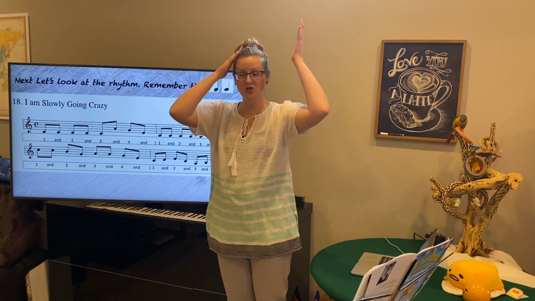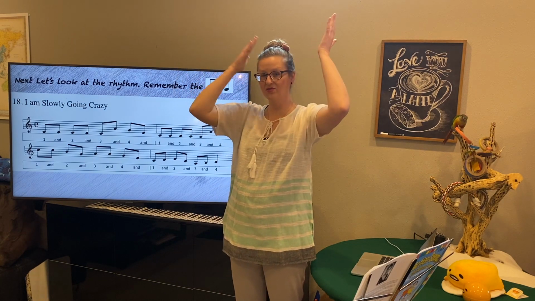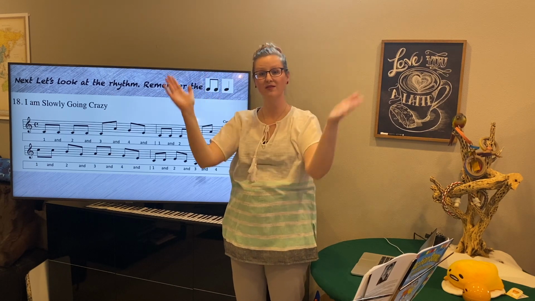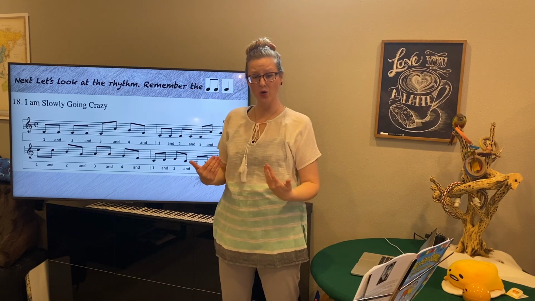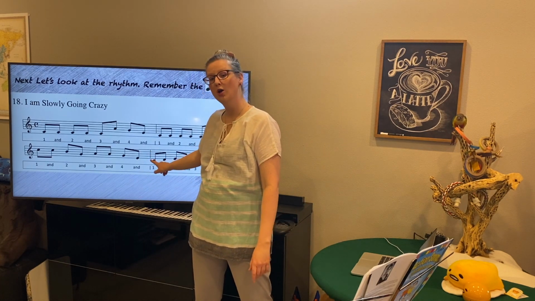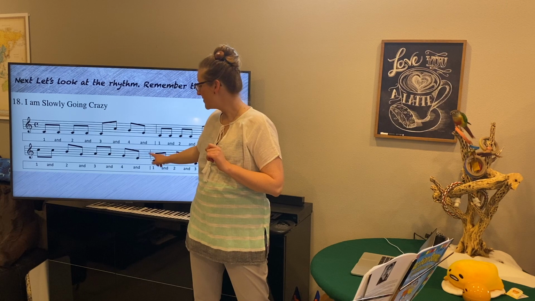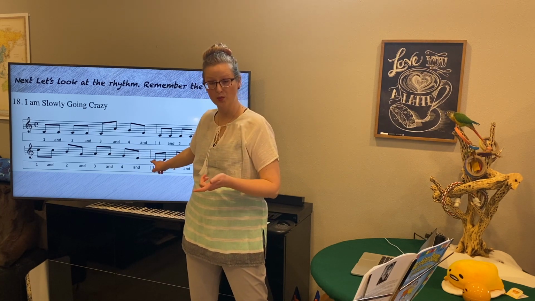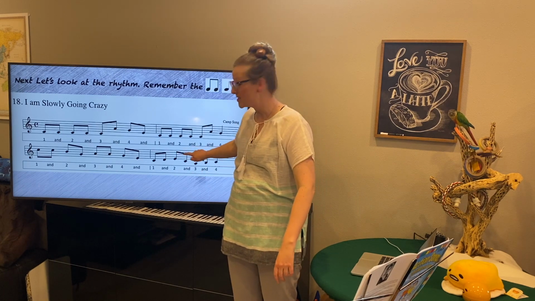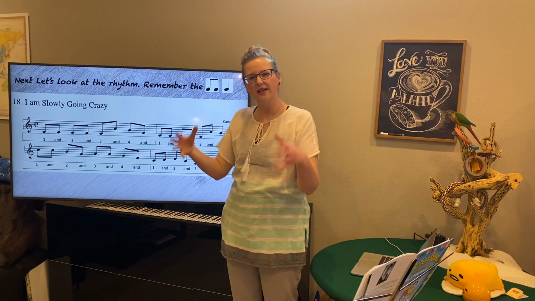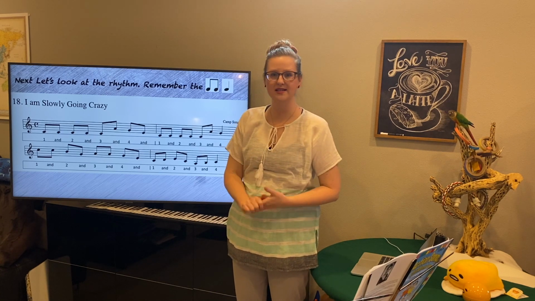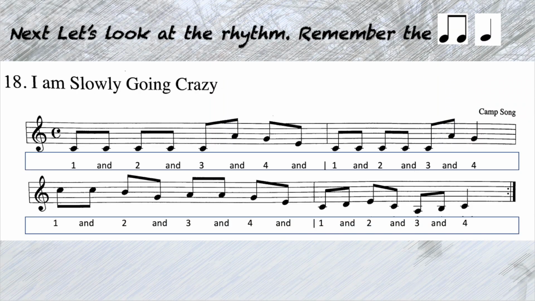1 and 2 and 3 and 4 and 1 and 2 and 3 and 4. And how did I know when to start over? Well, remember that line there? That's called a bar line, and that tells us we need to start over again when we see it in music. Basically all it does is the same thing this beam does: it groups things together so that we as musicians can read things easier. That's all it is.